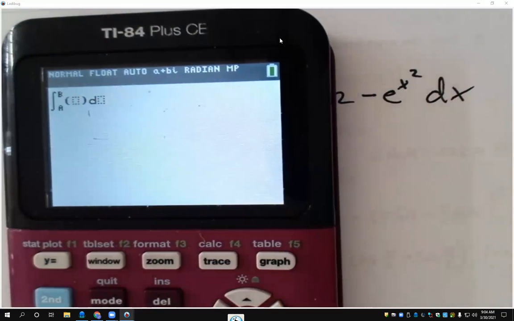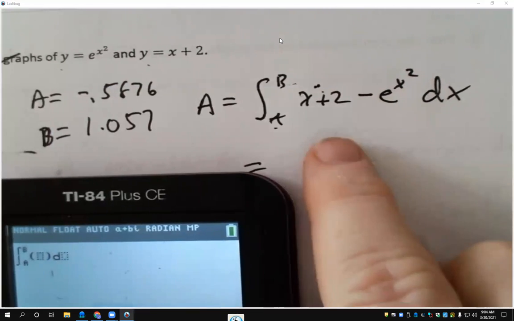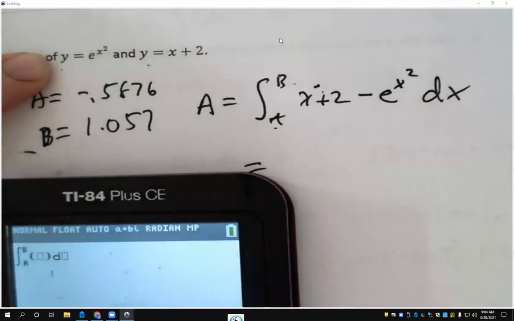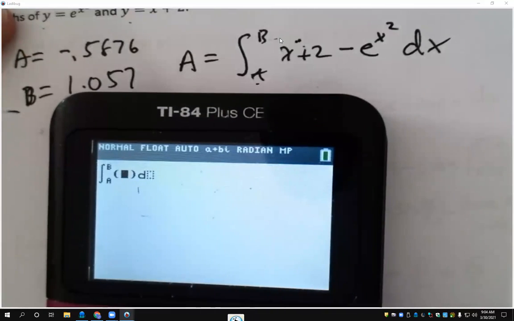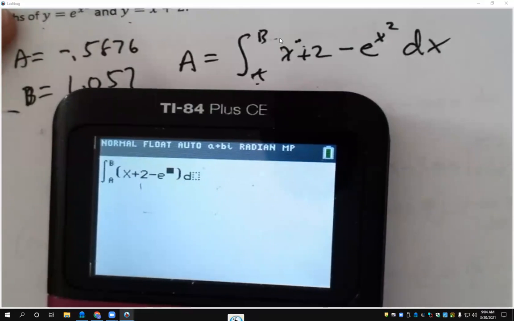Now I don't have to type in the function. I could just do, I don't even remember where I put what in. I think I did e to the x squared in y1. So mine would actually be y2 minus y1, but it might be easier to just type it in sometimes if you can't remember. X plus 2 minus e to the x squared.